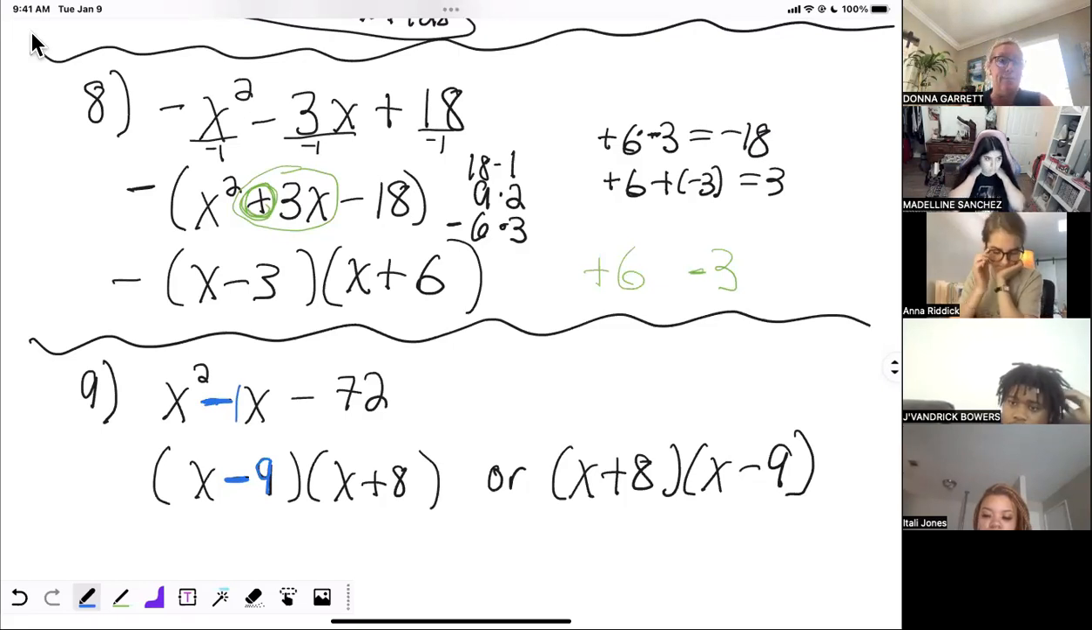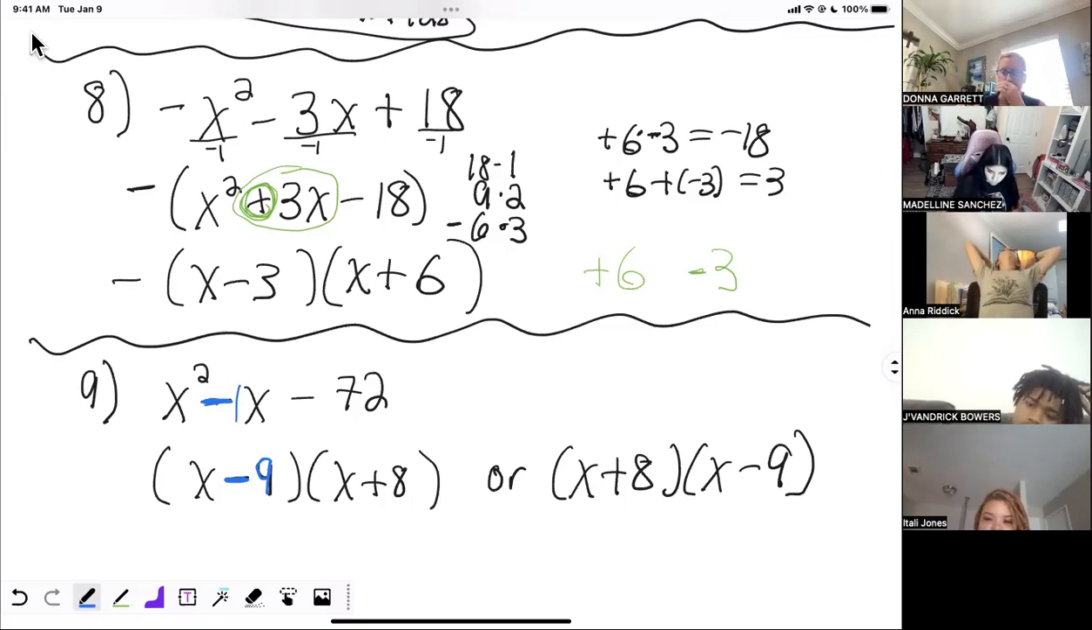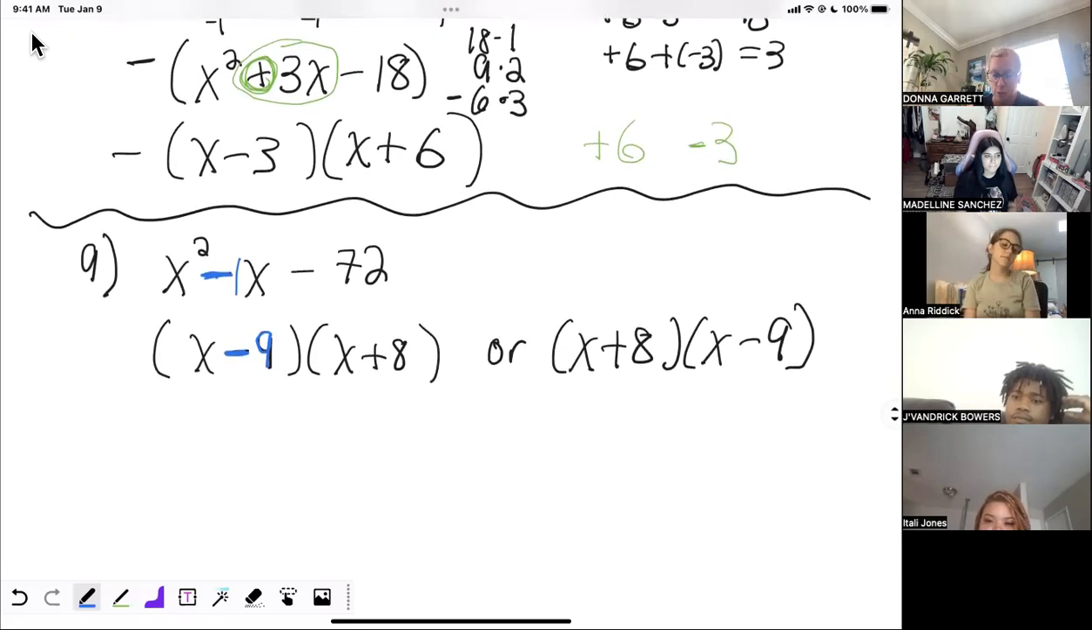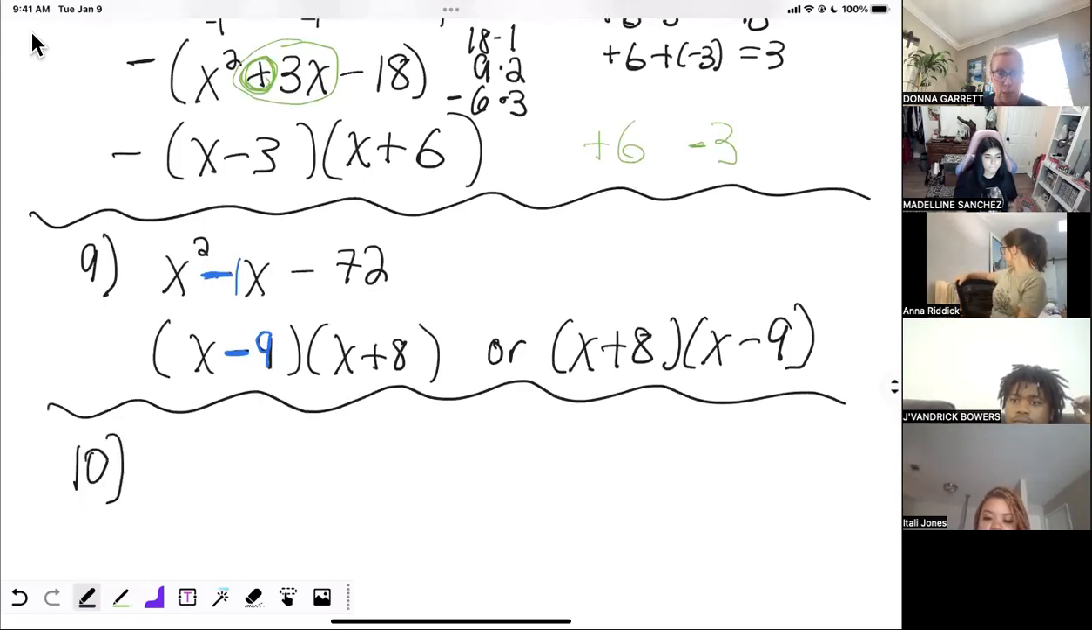For instance, 18, 6 and 3, 9 and 2, that's sort of like 11, right? So if 11 was the middle, I would think 9 and 2, but 6 and 3 makes 18, and it also makes 3 if I subtract them. So you start seeing number combinations the more you try and the more you practice. The first thing that comes to your mind is the times table, so try that first. You'd be surprised how many times it's right. All right, we're going to do one more like this, and then we're going to add a little bit to it.